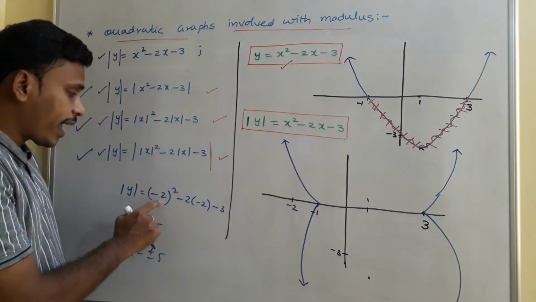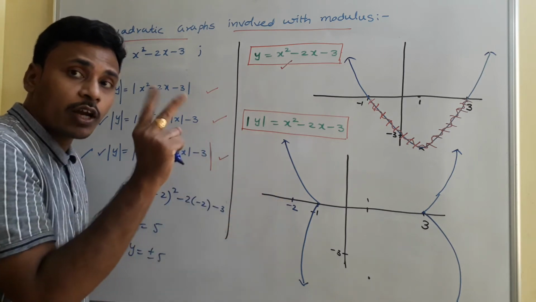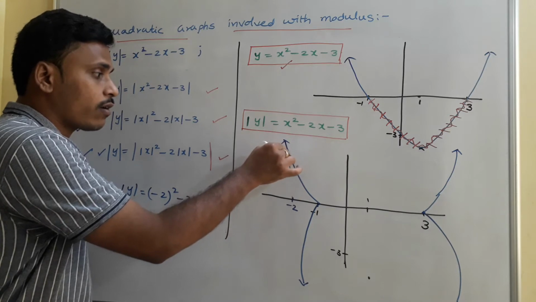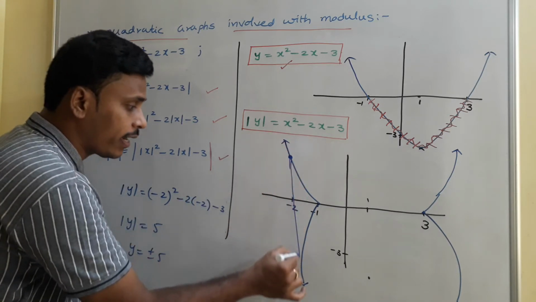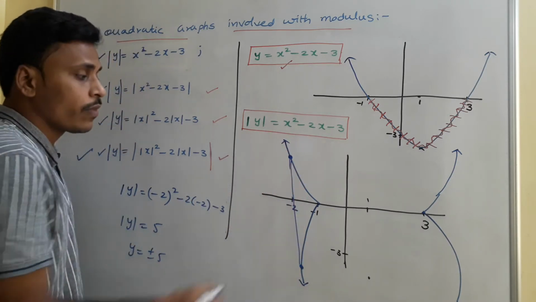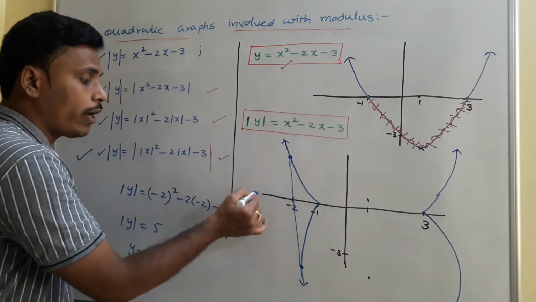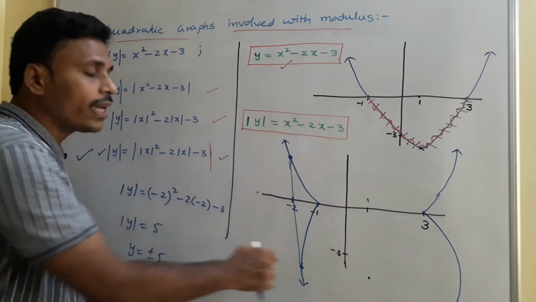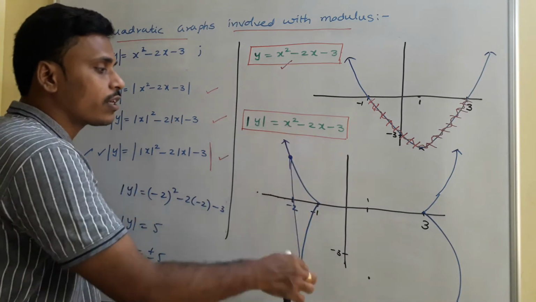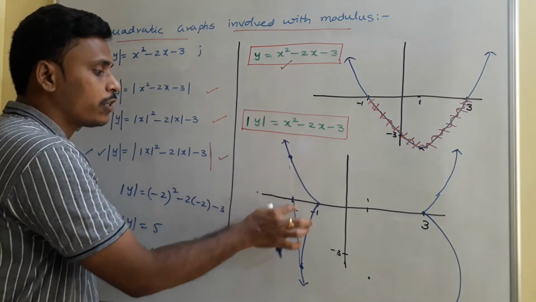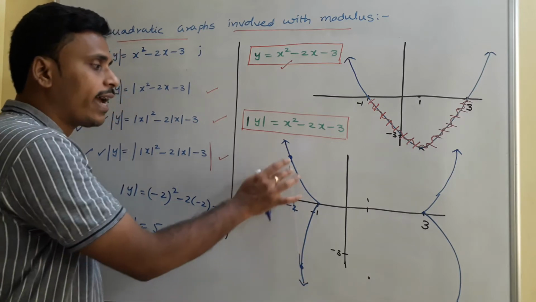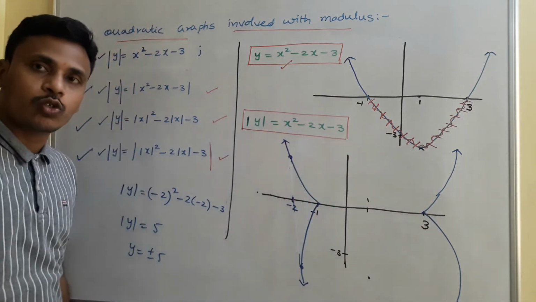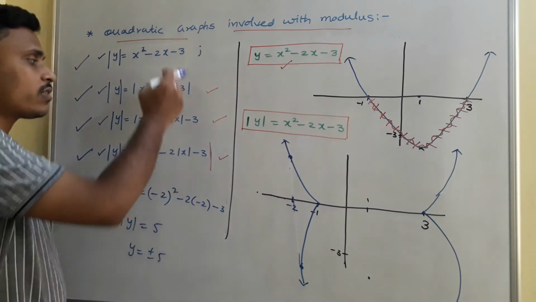So if you take x equals minus 2, there are two values for y. One is plus 5, which is above the x-axis, and the other one is minus 5, which is below the x-axis. That's why for each and every point of x you will get two y's, right? So to indicate those two y's you need to consider the graph in the two regions. Okay, I am just erasing, right? Now at the end, finally, this is the graph for mod y equals x square minus 2x minus 3.